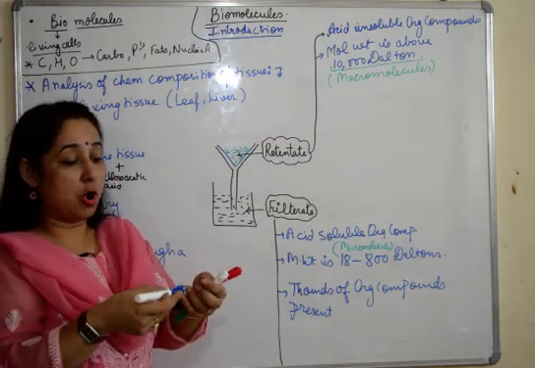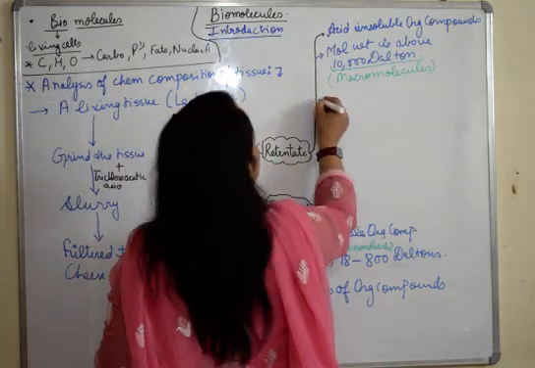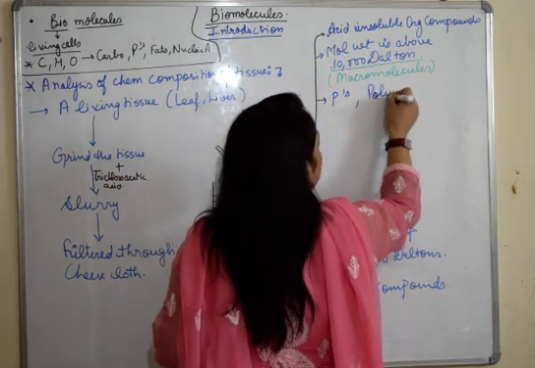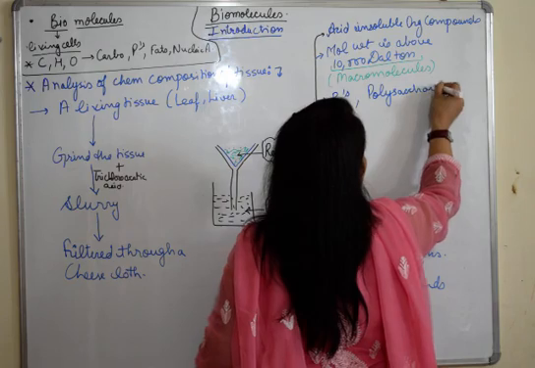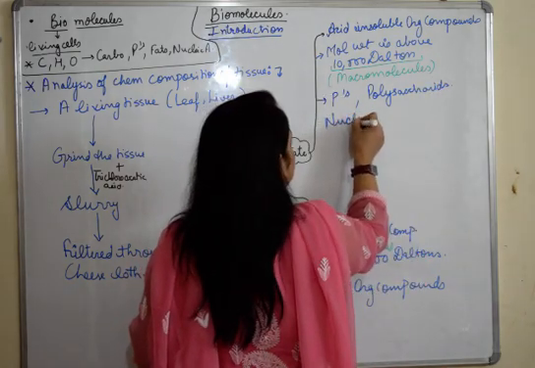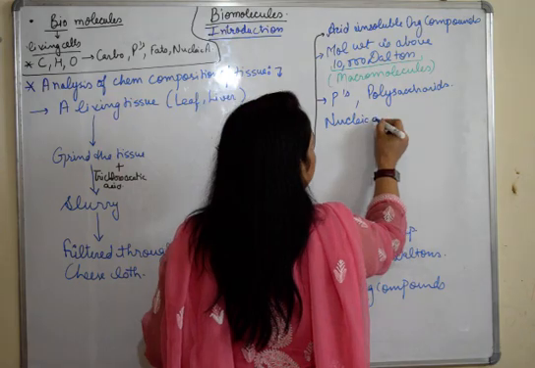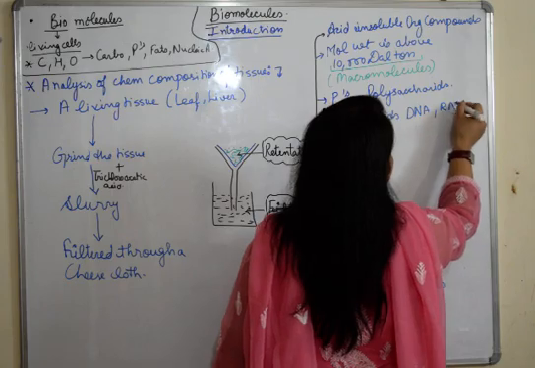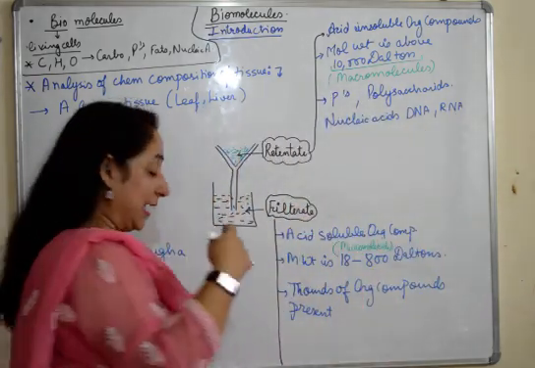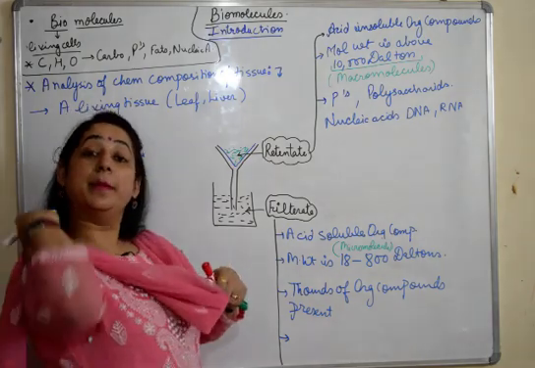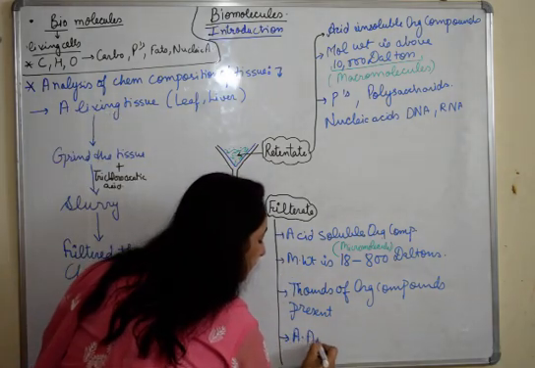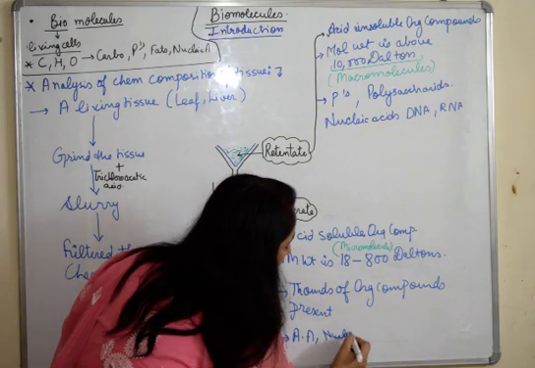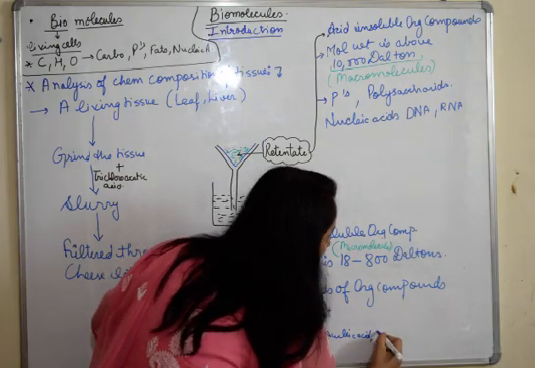Now we are going to talk about their examples. For macromolecules, for example, proteins, polysaccharides, nucleic acids, like DNA and RNA, and so on and so forth. And when we talk about micromolecules, we are talking about amino acids, then nucleotides, and fatty acids.